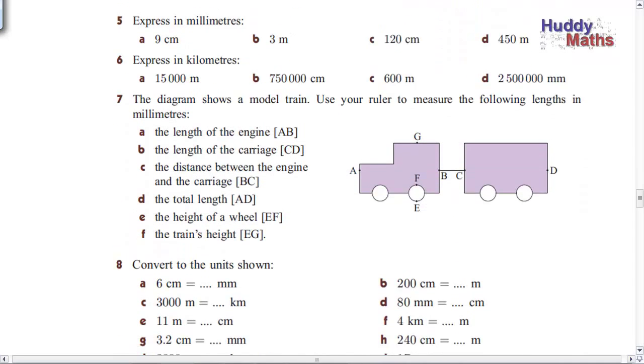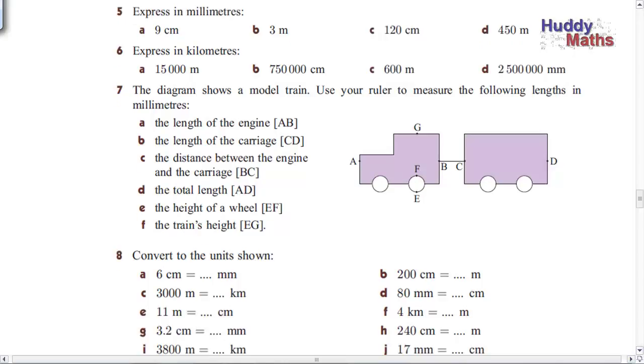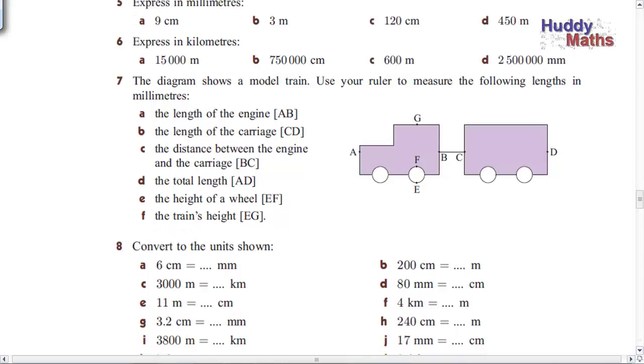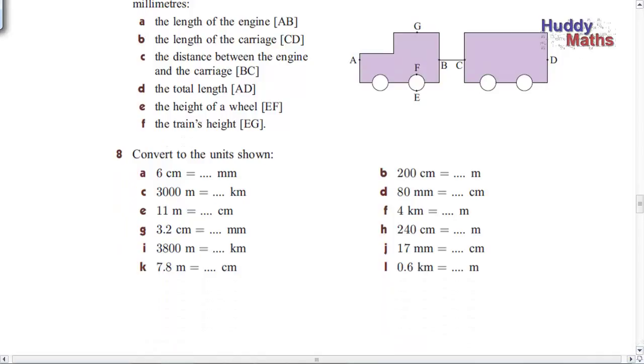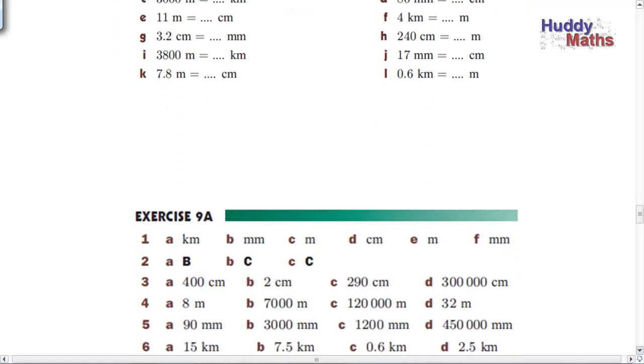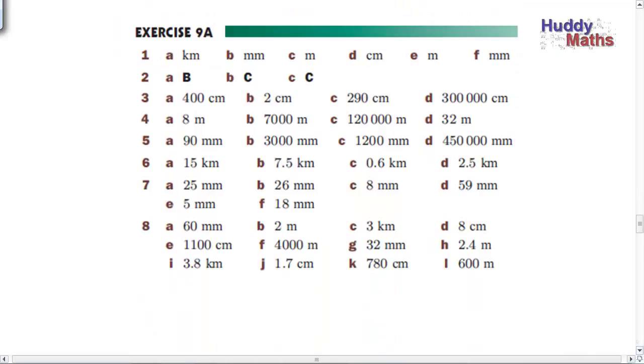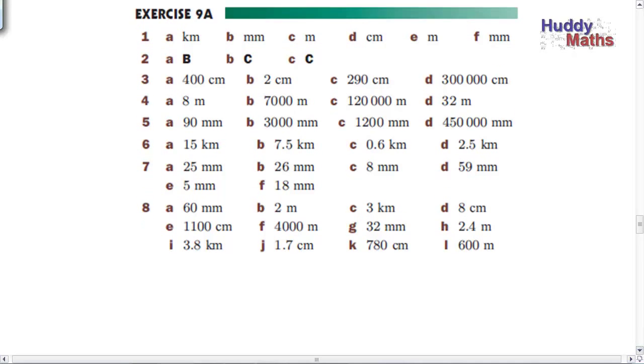5 we did, and there's down to 8. I don't think we can get it all on, no. Okay, so pause that. And I'll show you the rest there of 8. Okay, conversion of units. All right, let's have a look at the answers now. Question 1 to 8. And there they are. That looks good. Okay, let's move on. A little bit more measurement coming up.